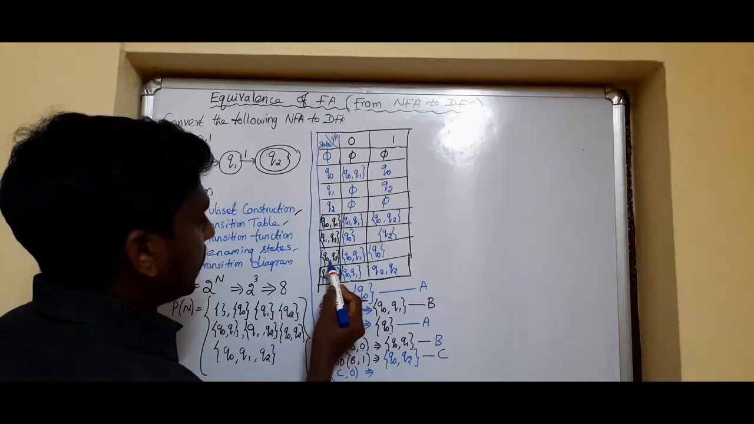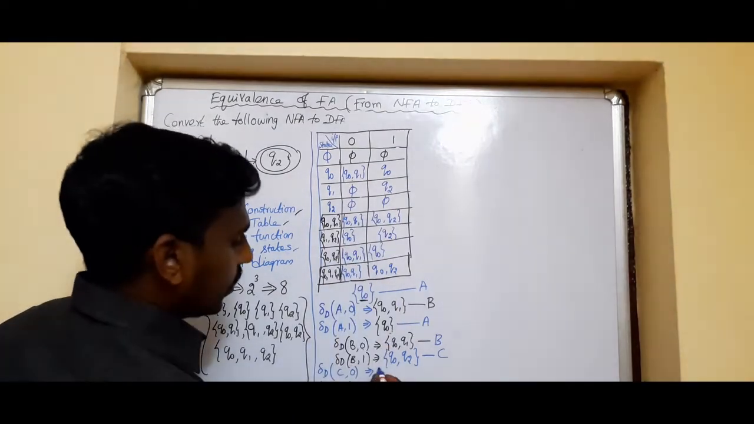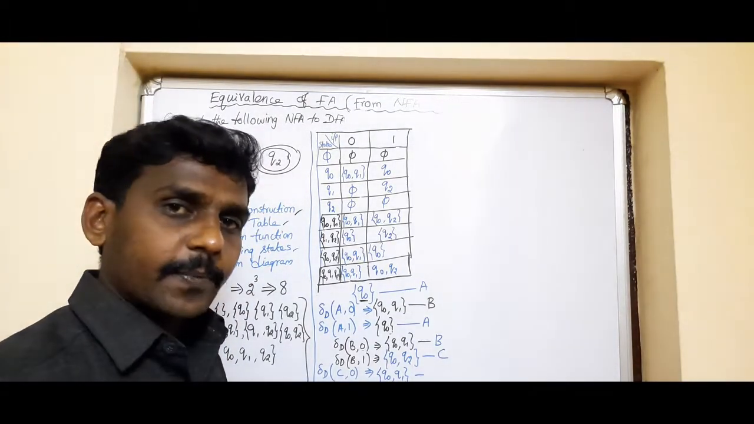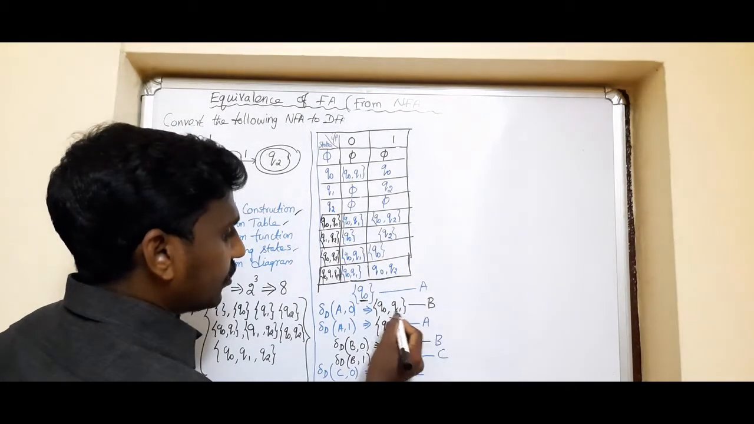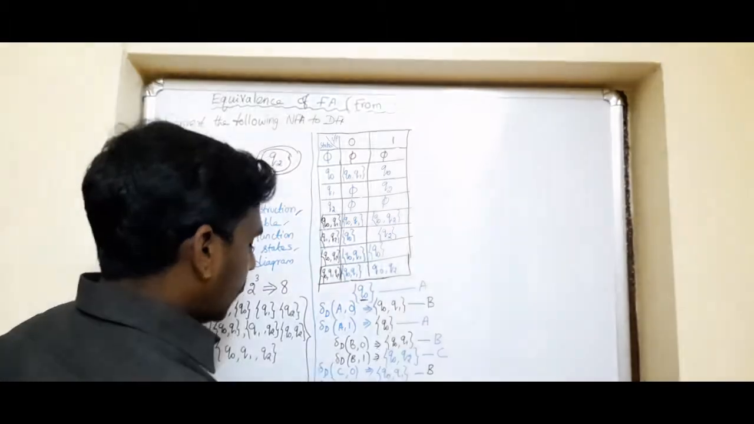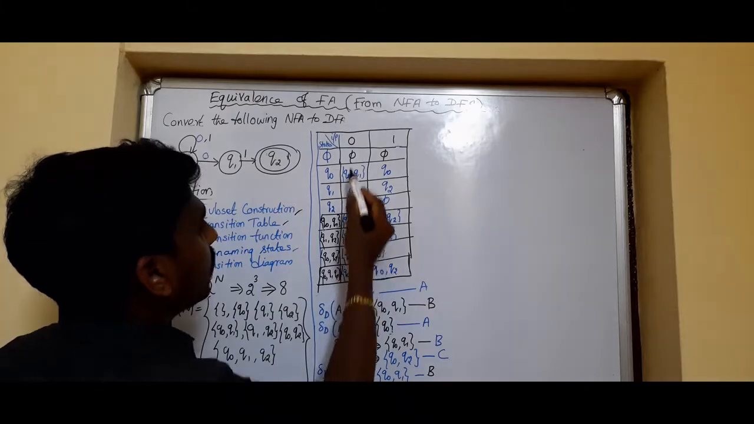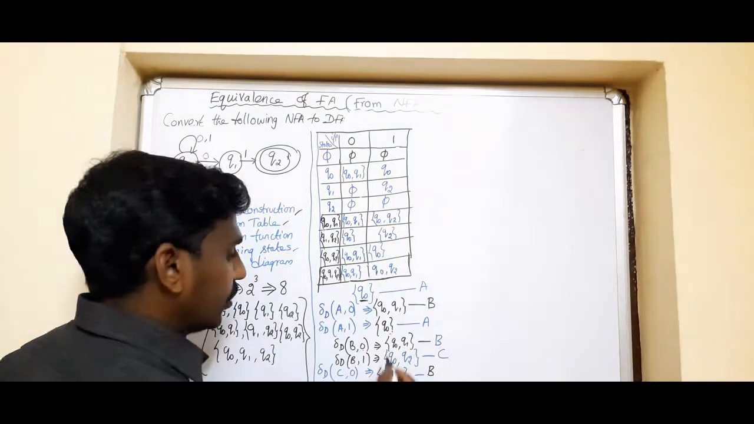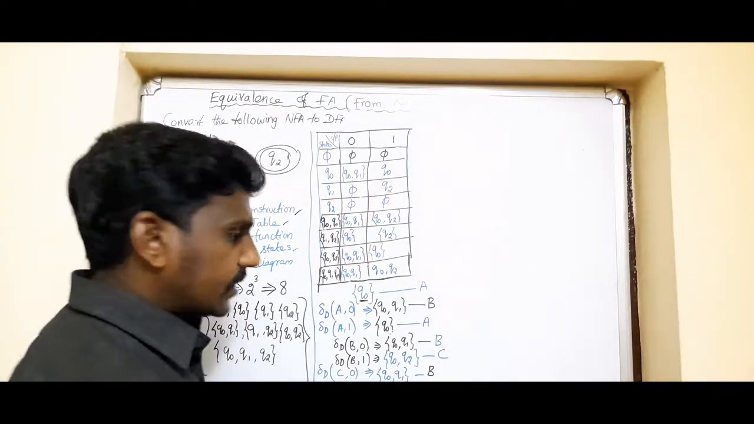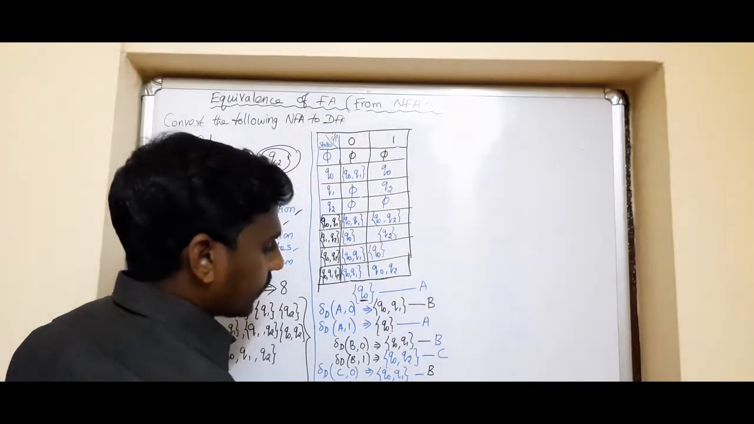C is nothing but Q0 Q2. So Q0 Q2 comma 0 is Q0 Q1. Is this a new state or old state? We check: A is Q0, B is Q0 Q1. So this is B, an old state. Now C comma 1. C is Q0 Q2, so Q0 Q2 comma 1 gives Q0. Is this an old state or new state? Old state, that is Q0, so that is A.